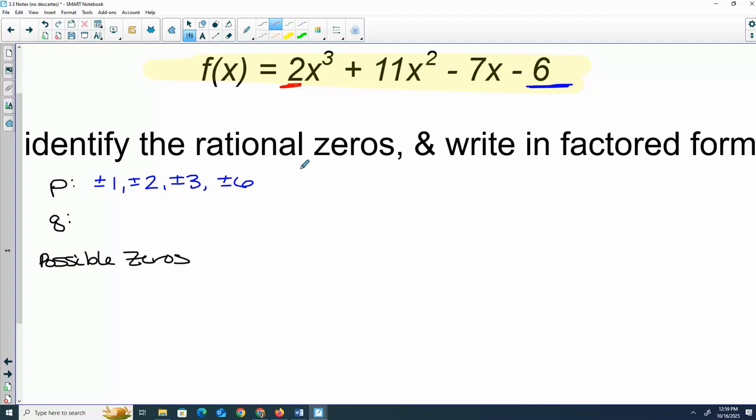Q is from my leading coefficient. What's everything that divides 2? 1 and 2. And couldn't they be positives or negatives again? Yes. Okay.